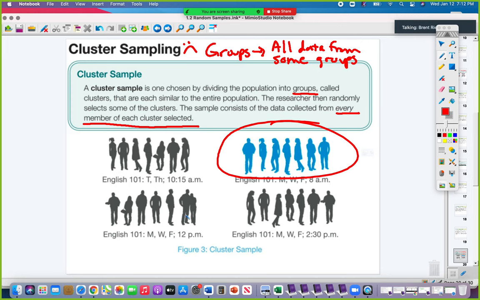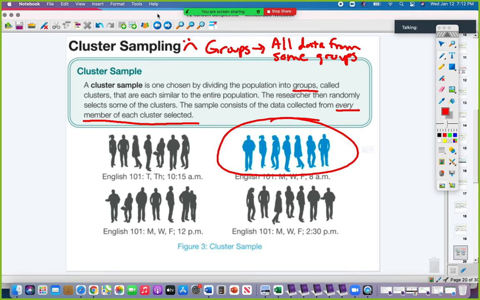So we've got random, we've got stratified, we've got cluster. We've got just a few more, and then that's it, okay? I'll give you a moment to write this down. So we've got stratified, some from all, cluster, all from some.